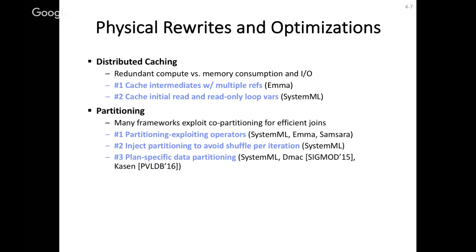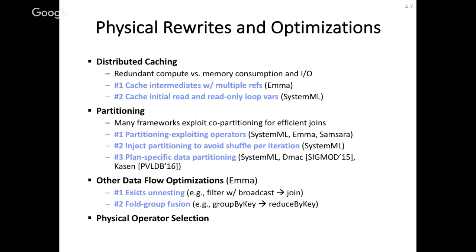A lot of data-parallel frameworks also support partitioning exploitation. So consider that one input matrix is already hash partitioned. This allows you to perform a very efficient distributed join by just hash partitioning the other input and then just joining over known partition IDs instead of joining over all combinations of partitions. Other data flow optimizations are, for example, exists unnesting. For example, Emma transforms filters with certain broadcasts that are our probe set into joins in order to expose them to the optimizer and include them in a traditional join enumeration.